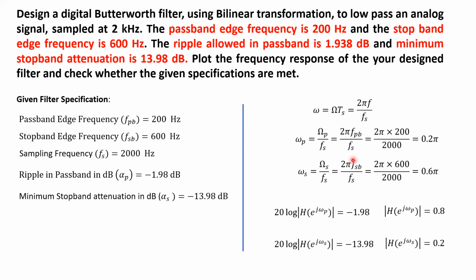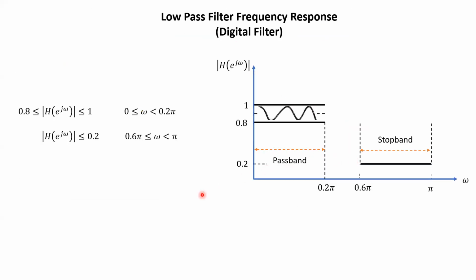So here you can see this transformation, right? Our filter specification is transformed into this particular form. The magnitude of our filter within the passband, which varies from 0 to 0.2 pi, will be between 0.8 and 1. Here I have taken the maximum absolute gain equal to 1, so this value will vary from 1 to 0.8, meaning 0.8 to 1. Similarly, in the stopband, |H(e^jω)| will be less than or equal to 0.2.